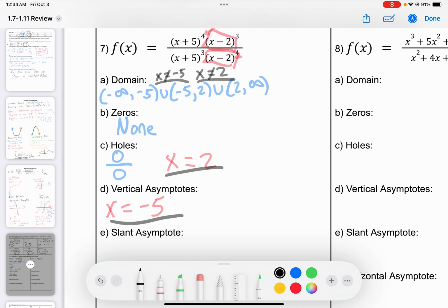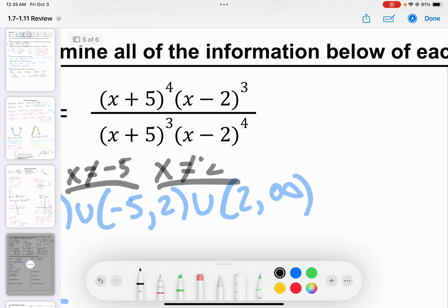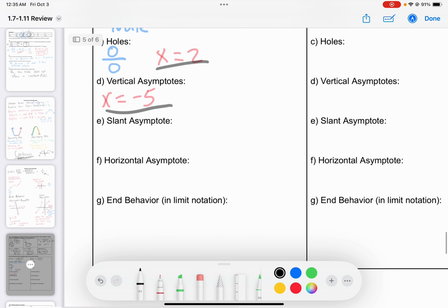All right, slant asymptote. Well, a slant asymptote exists when the numerator has one higher degree than the denominator. So let's look at these degrees. Up here we have a 4 and a 3, so the degree is 7. Here we have a 3 and a 4, so the degree is also 7. So the degree is the same. There cannot be a slant asymptote. So there's no slant asymptote.